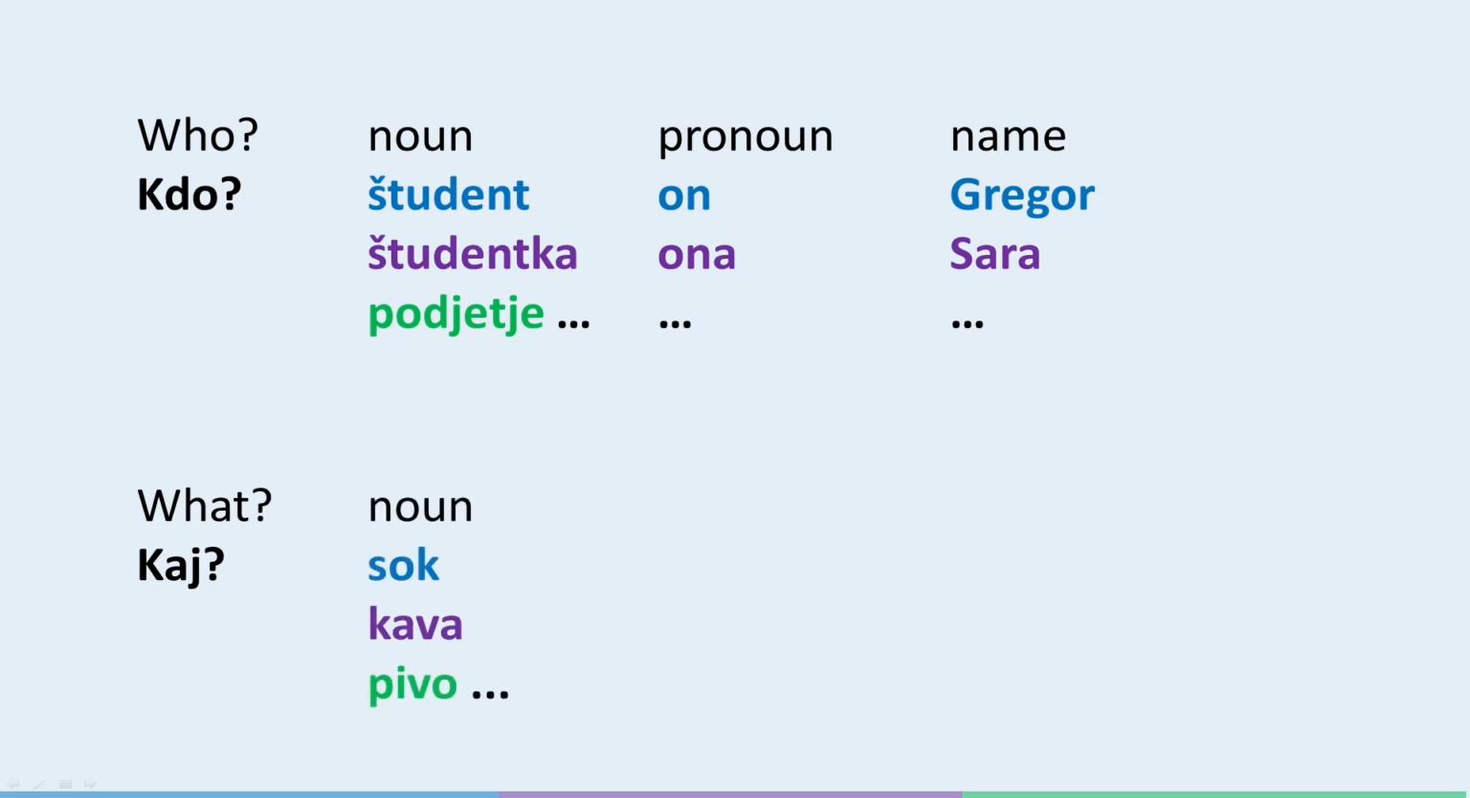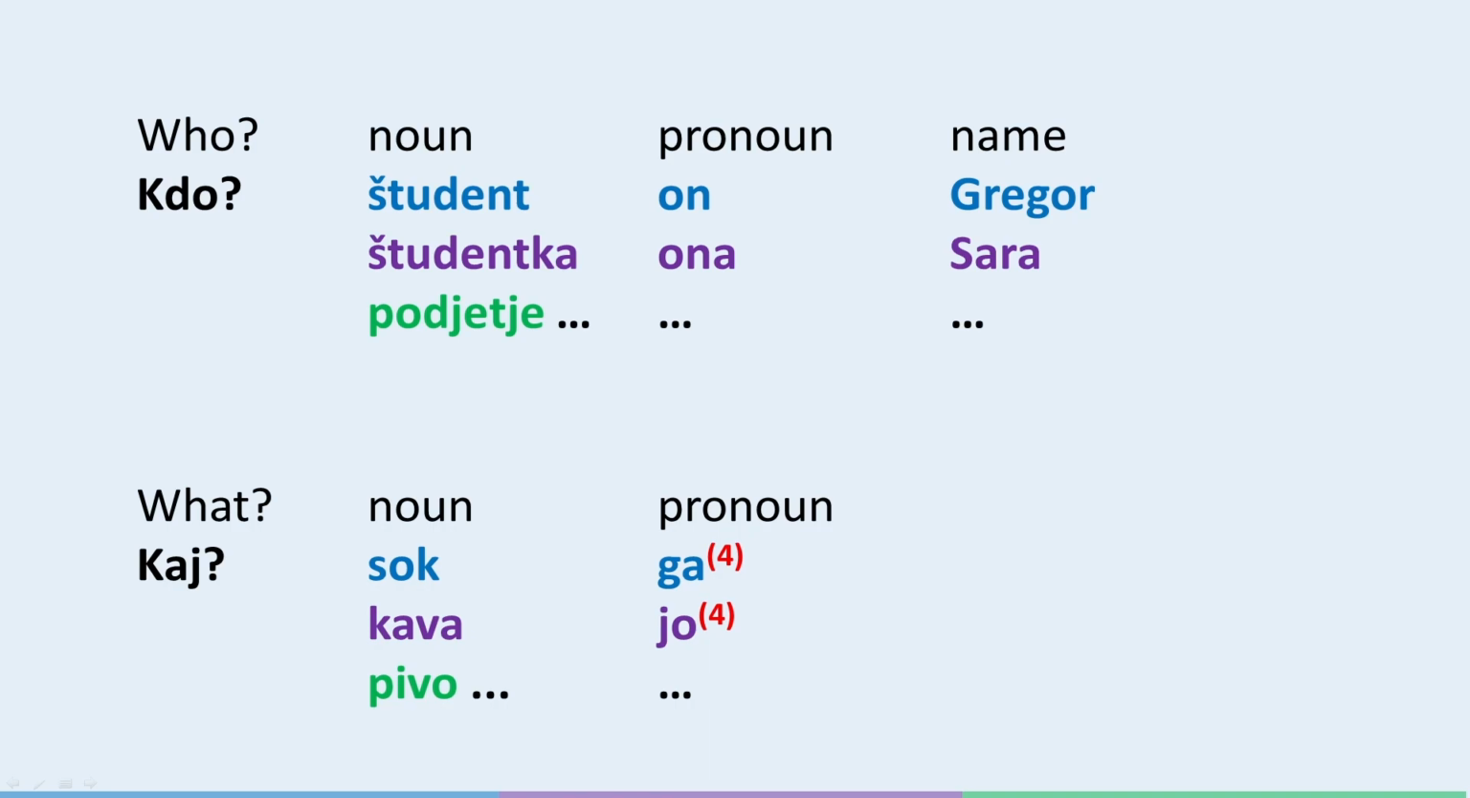Now, similarly, we can reply to the question word kaj with a noun, for example, sok, kava, and pivo, or juice, coffee, and beer. Or a pronoun in a certain case, for example, ga and jo, which mean him and her in case number 4, of course.